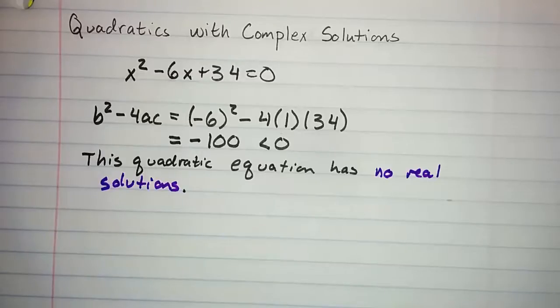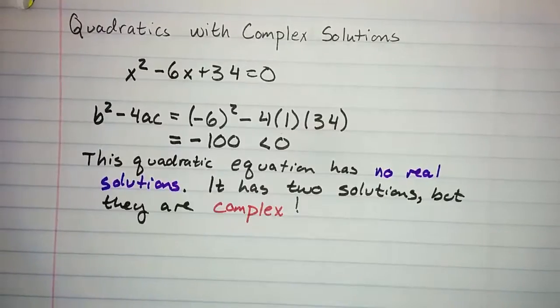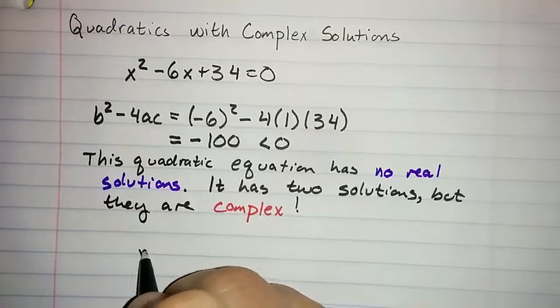Why did we insert that word real in there? Because it turns out it has two solutions like normal, but they're both complex numbers. How do we see that? Well, we use the quadratic formula.